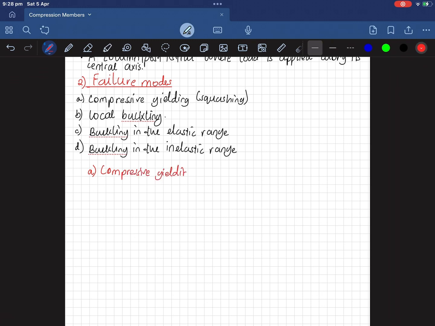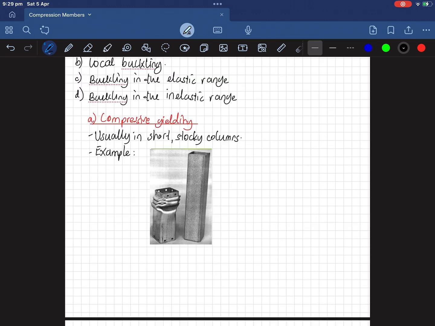The first one is compressive yielding, or squashing. This kind of failure happens when the column is short and thick, super stocky. In this case, the member doesn't have room to buckle, and instead it just gets crushed straight down under the load. It's like pressing a stubby cylinder of Play-Doh between your palms. It just squishes.